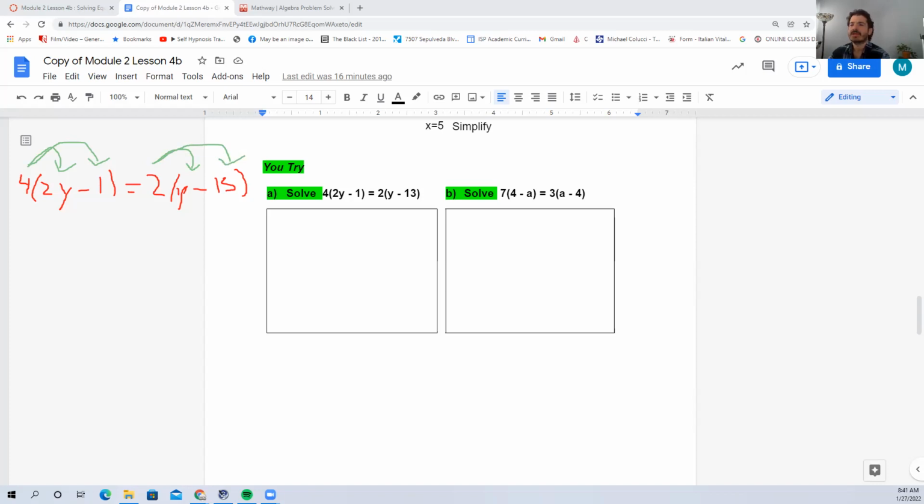Okay, so the distribution property tells us that this 4, we're going to have to multiply it into each of the terms inside the parentheses. I can't combine my 2y and my -1 because they're not like terms, they're different. I can't add 2 yams minus $1 because I don't know the cost of the yam. All right, so I'm just left with 2y minus 1.